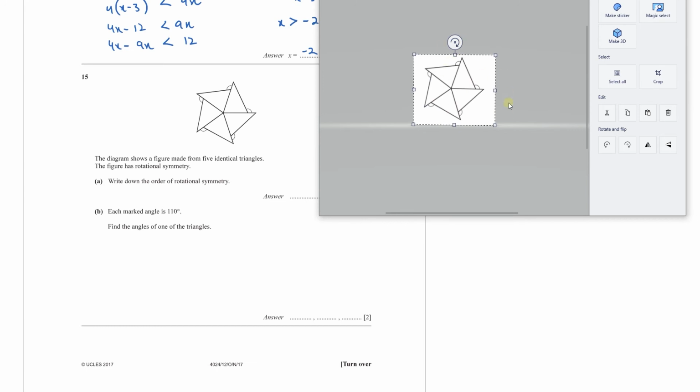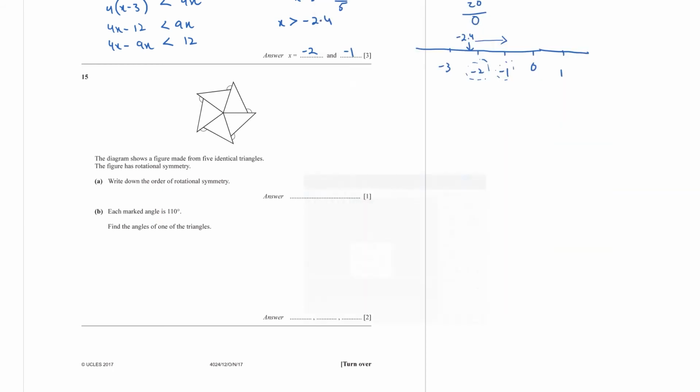So once you rotate the full 360 degrees, it's obvious it will be the same as the original diagram because you have rotated it full 360 degrees, but you have to still count that as well. So during this rotation, there were 5 times that the diagram looked exactly the same as the original one. So my order of rotational symmetry would be 5 in this case. So this here is 5.